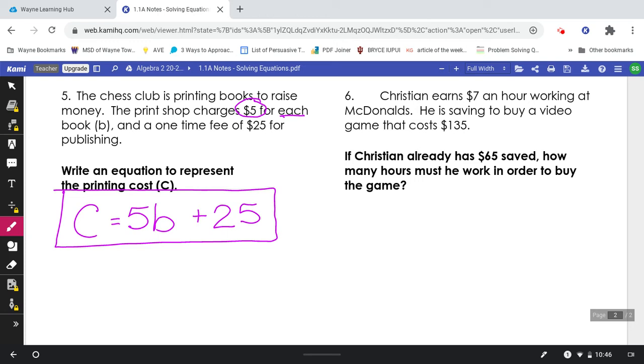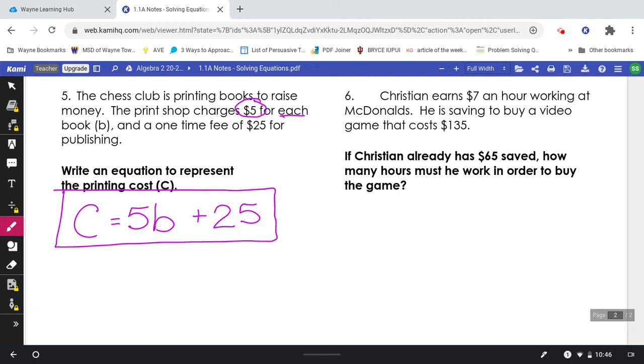This one does not ask me to write an equation, so if you don't want to write an equation, you don't have to. The last one specifically asked me for an equation, so always make sure you follow the directions. This one's just asking for an answer. So if you want to grab your calculator and just logically think through this problem, solve it out, and get an answer, that's completely fine.